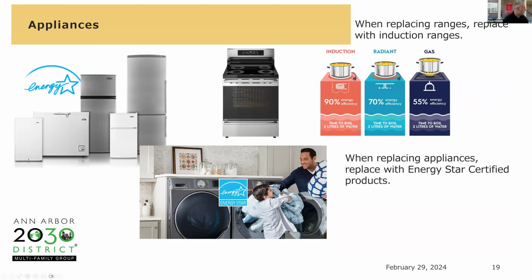And then appliances, when you're replacing them, Energy Star. So refrigerators, freezers, washers, dryers, whatever is on the Energy Star website, and they're constantly updating their criteria. And when you're doing ranges, if possible, replace with an induction range. It's significantly more energy efficient than gas. It is 20% or 25% more energy efficient than your standard electric resistance range.